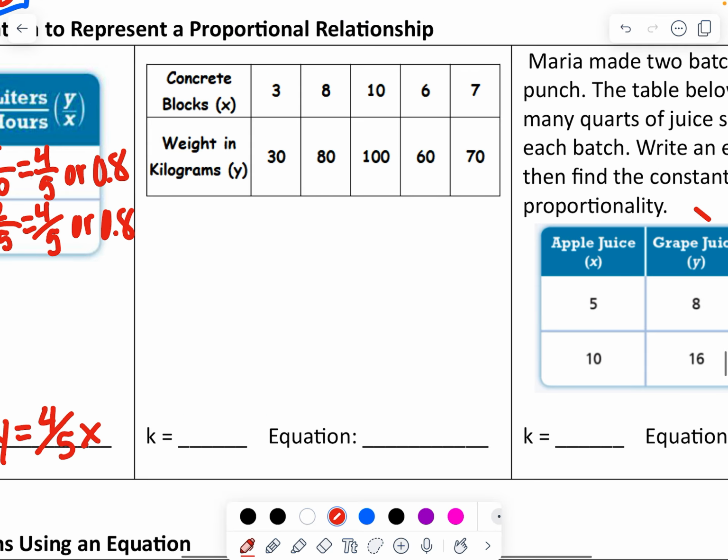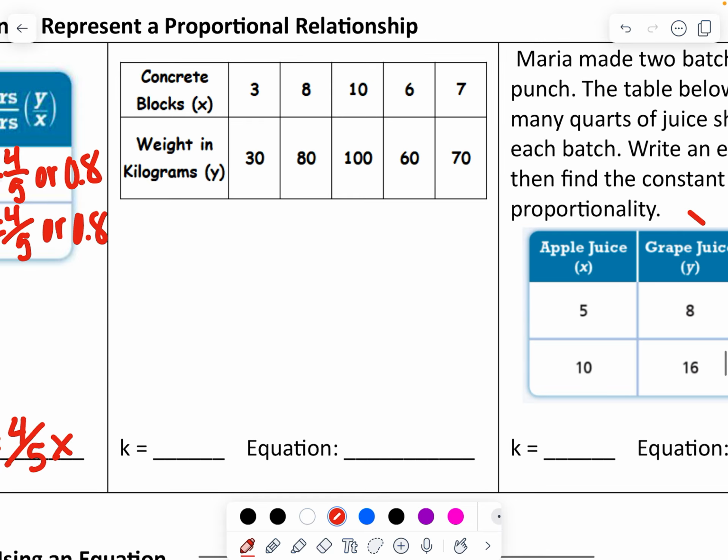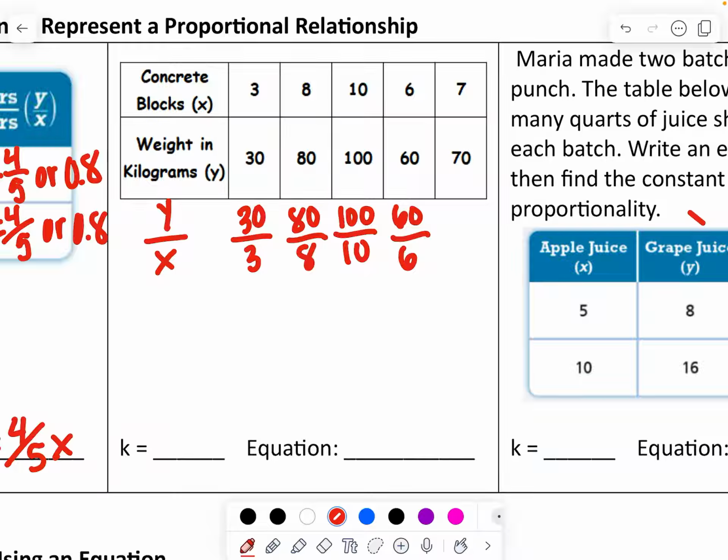On this one, we're going to do the same thing. Just make sure you remember, it's always y over x. That's a big mistake that I see students make, but y is always on top. So for this one, we'd have 30 over 3, 80 over 8, 100 over 10, 60 over 6, and then 70 over 7. And then we have to simplify those.